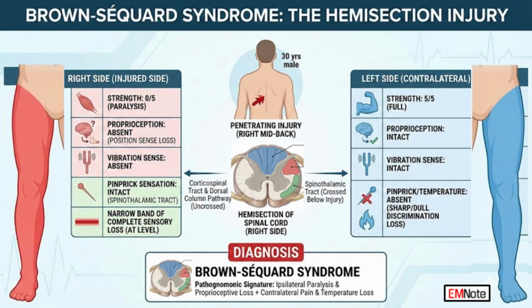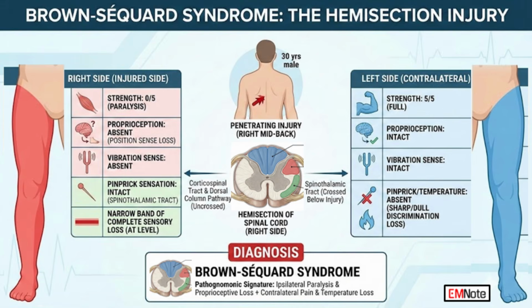Let us consider a hypothetical case to illustrate this. Imagine a 30-year-old male presenting to the emergency department following a penetrating stab wound to the right side of his mid-back. On physical examination, you find that he has 0 out of 5 strength in his right leg, but full strength in his left. However, when testing sensation, he can feel a pinprick perfectly fine on his paralyzed right leg, yet he is completely unable to distinguish between sharp and dull stimuli on his strong left leg.